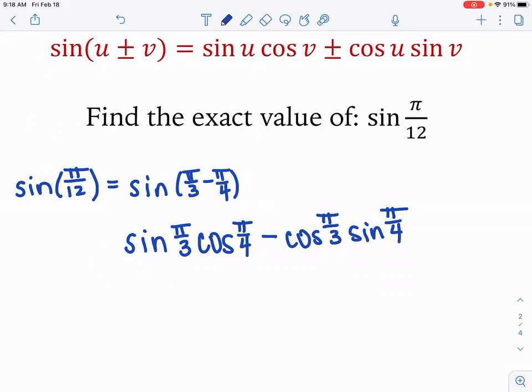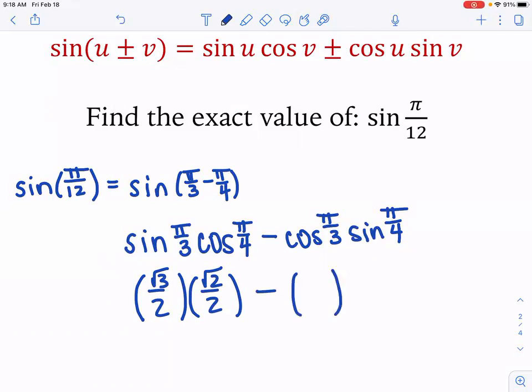Okay. What is the sine of pi over 3? Eric, what is it? Good. Think about the cosine of pi over 4. Bajir, what's the cosine of pi over 4? Minus the cosine of pi over 3. Nicolette, what is it? 1/2. Yes. Quick answer. I like it. And the sine of pi over 4. Kristen, what is it? Radical 2 over 2. Yes.